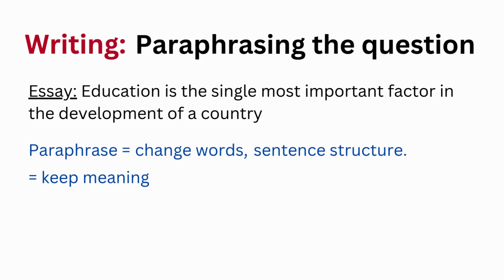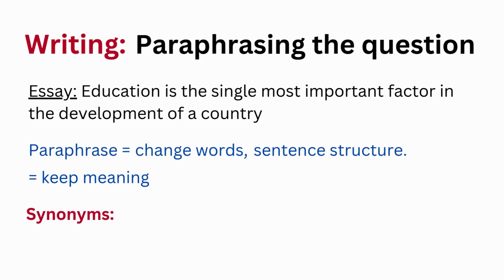So, we are going to paraphrase this example question into our own words. First, we're going to look at how to do that using vocabulary and synonyms. Let's take the same question. Education is the single most important factor in the development of a country. How can we put this into new words, our own words, while keeping the same meaning?